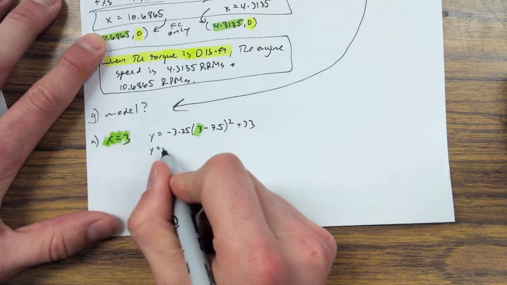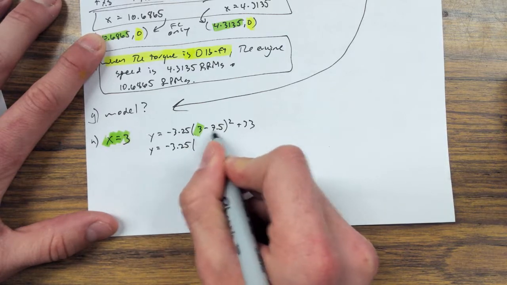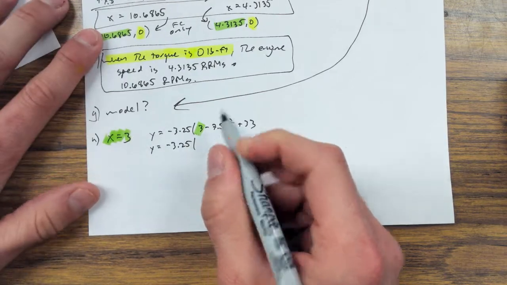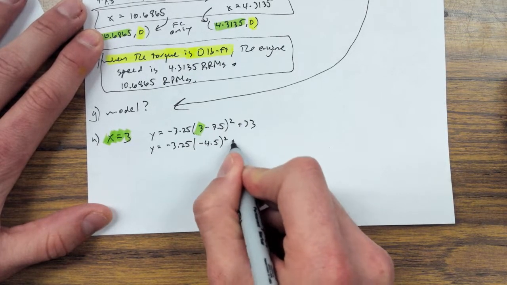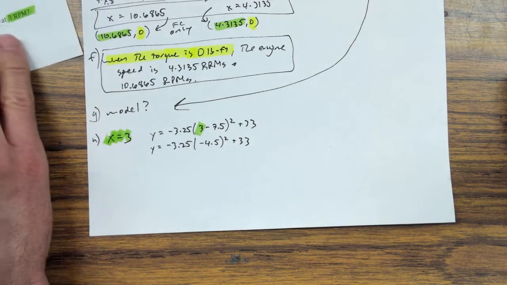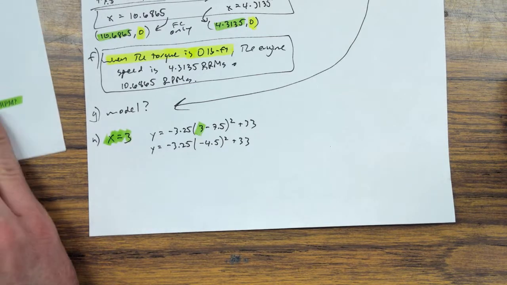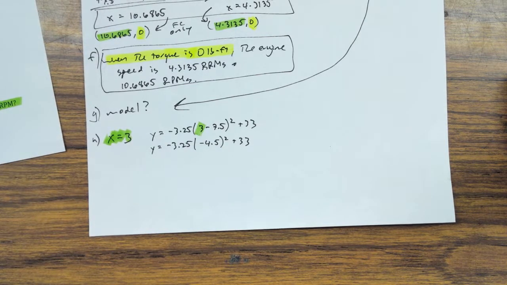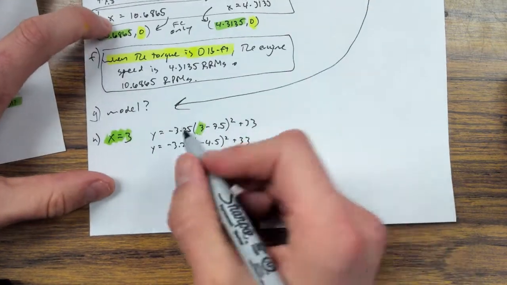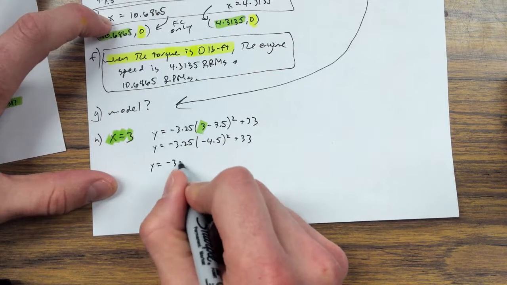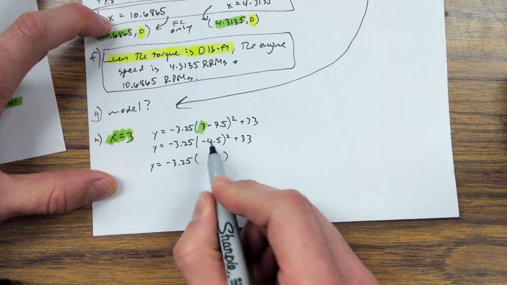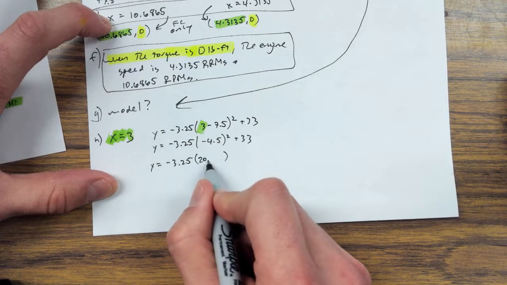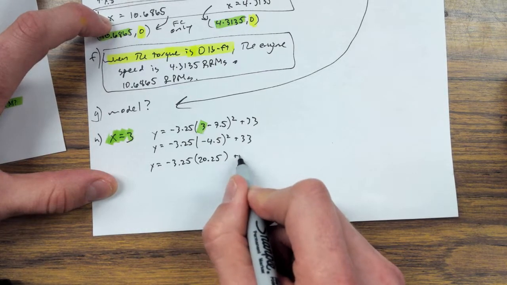PEMDAS, Y equals negative 3.25. 3 minus 7.5 is going to be negative 4.5. Quantity squared plus 33. Okay, get that squared. That's going to be Y equals negative 3.25, parentheses, a negative times a negative is positive, and then that 4.5 squared is 20.25 plus 33.